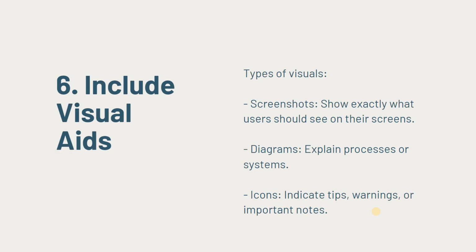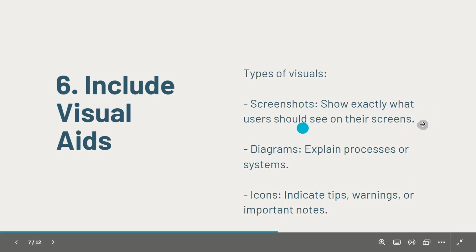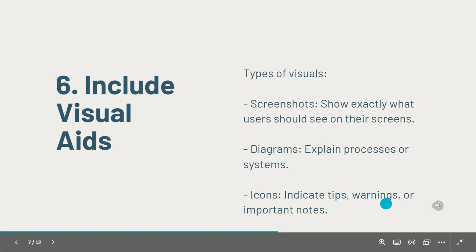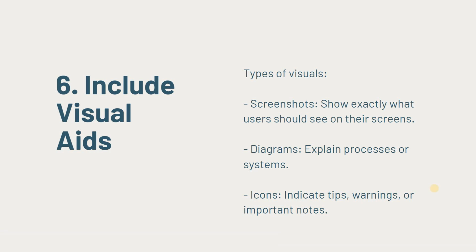Using visuals. Images, diagrams, and screenshots can make a whole difference in your documentation. They break up the text. They help you explain more complex concepts clearly. So you can use screenshots to show exactly what users should see on their screens, diagrams to explain processes or systems, and then icons to indicate tips, warnings, or important notes. This will make your document so easy to follow along.